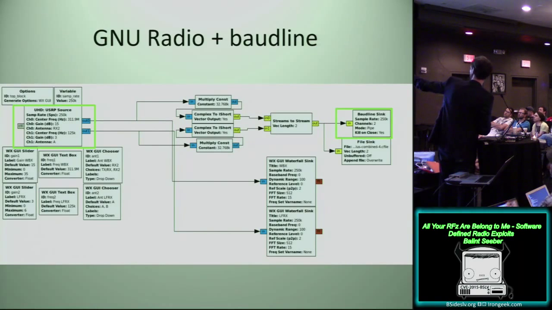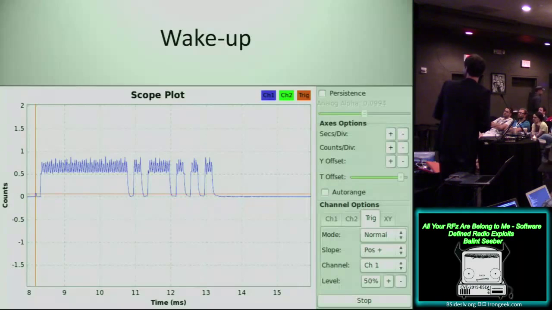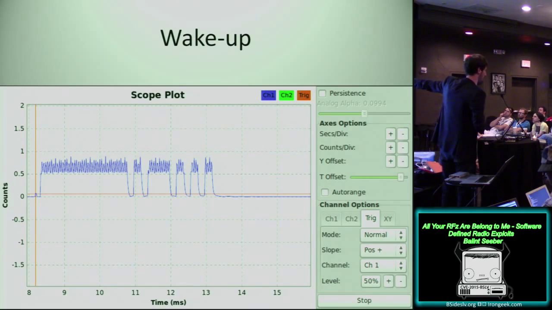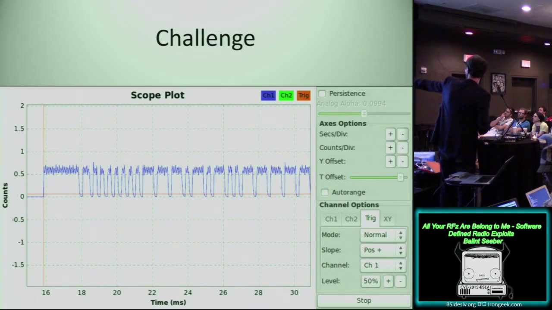So here it's just a USRP source with 2 channels going into the Baudline sink. So if you look at this in GNU Radio and time domain, it looks like what we saw in Baudline. And then there's the challenge.